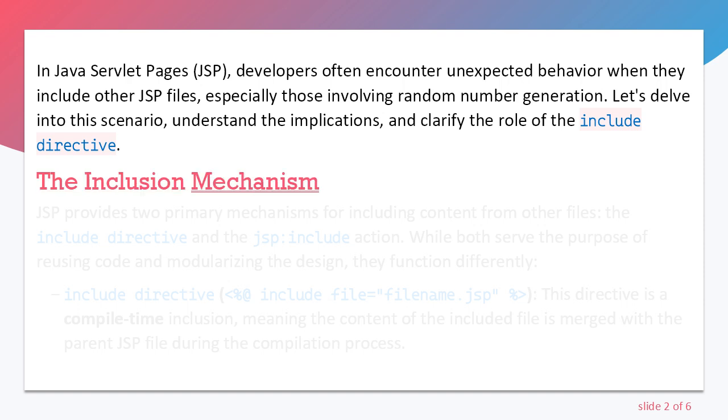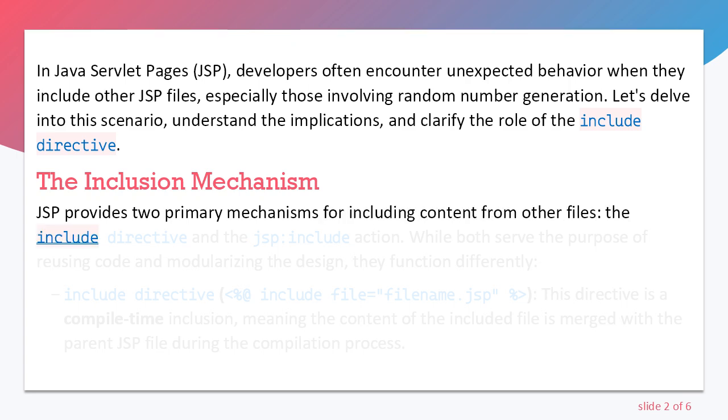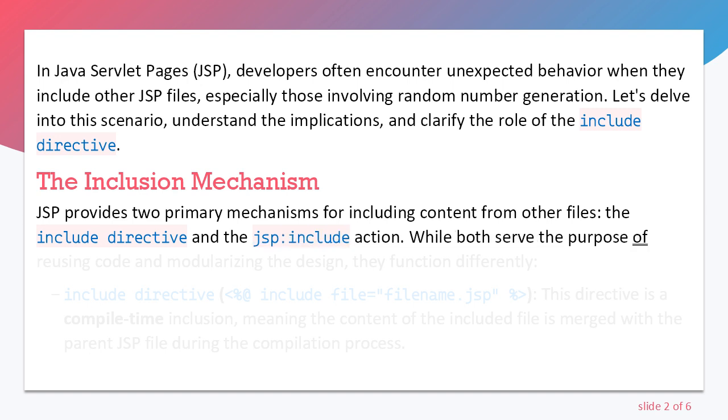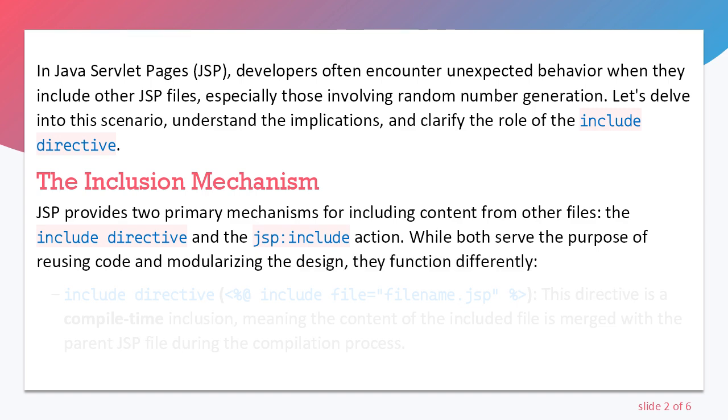The inclusion mechanism. JSP provides two primary mechanisms for including content from other files, the include directive and the JSP include action. While both serve the purpose of reusing code and modularizing the design, they function differently.